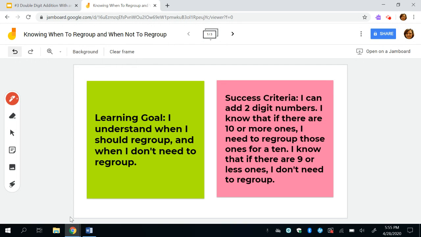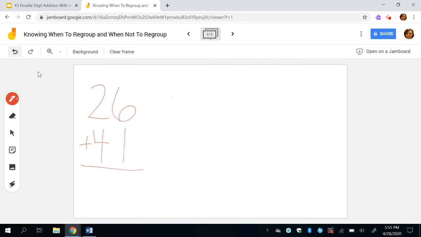I understand when I should regroup and when I don't need to regroup. Our success criteria is I can add two-digit numbers. I know that if there are 10 or more ones, I need to regroup those ones for a 10. I know that if there are 9 or less ones, I don't need to regroup. So let's take a look at our first question.